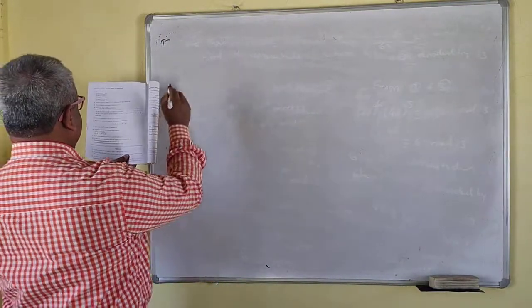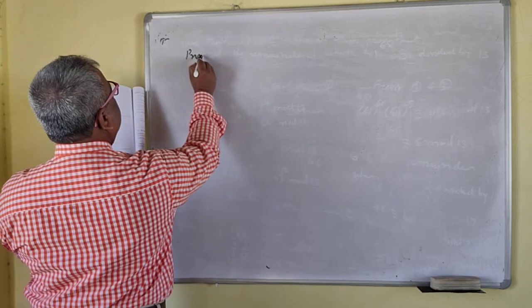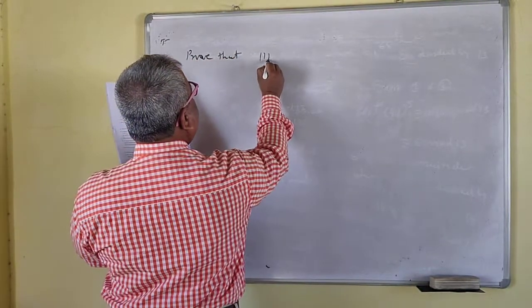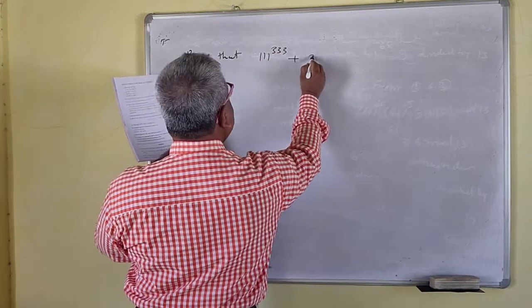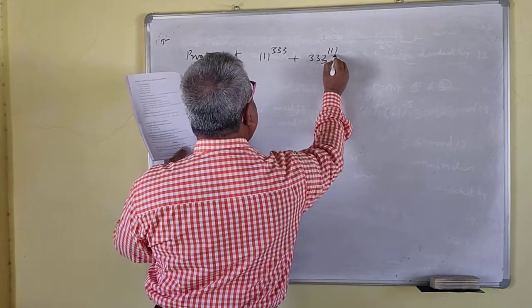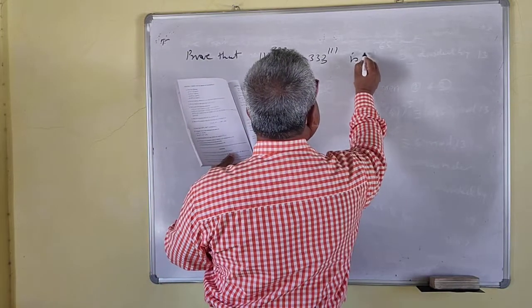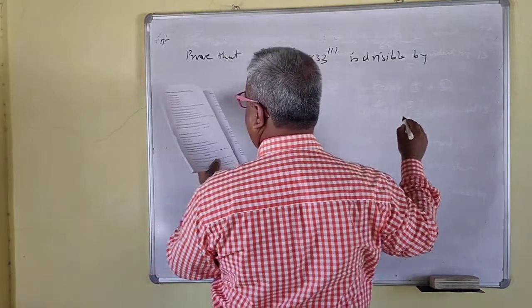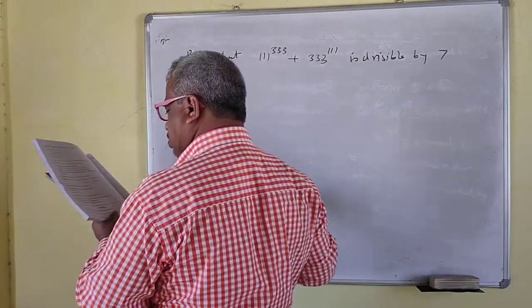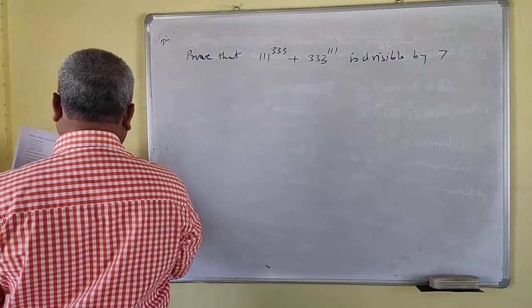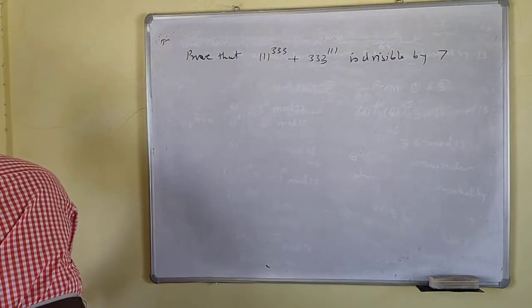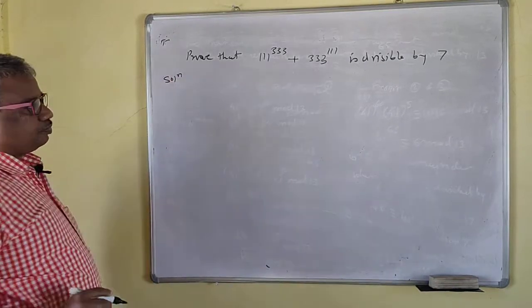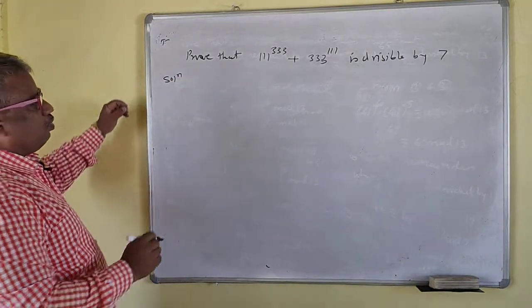Prove that 111 to the power 333 plus 333 to the power 111 is divisible by 7. This you have to prove. Solution. Okay, so we try for 111.